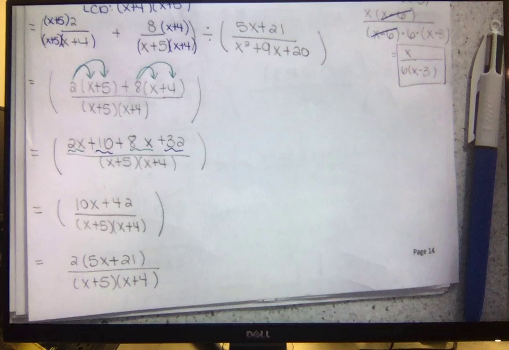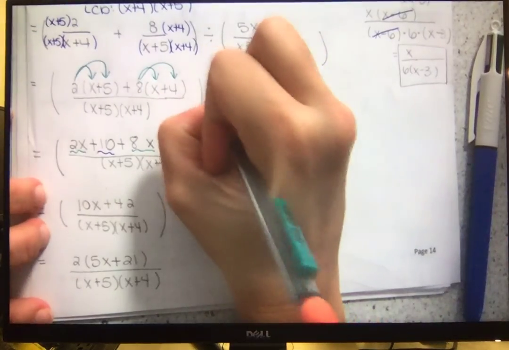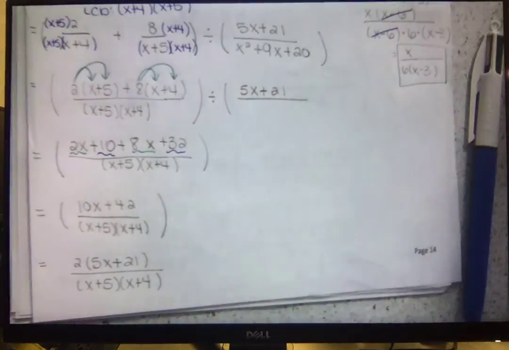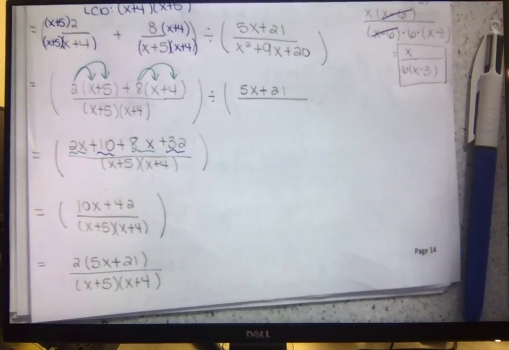Looking at our other fraction, we have divided by 5x plus 21 all over x squared plus 9x plus 20. Thankfully, it's one fraction. We have all of our like terms combined, so we can try to factor. Looking at 5x plus 21, GCF: the top, no GCF, nothing we can do. It's going to say 5x plus 21. Looking in the back of our mind, there's another 5x plus 21, so that looks hopeful.